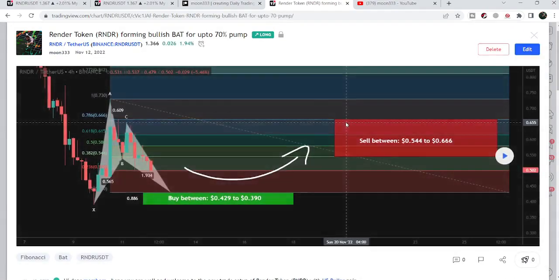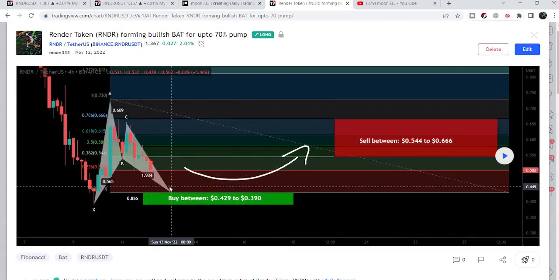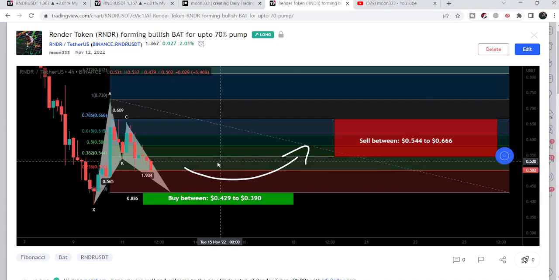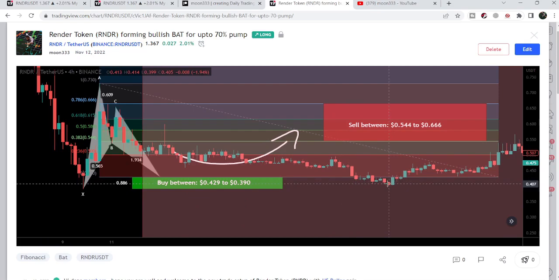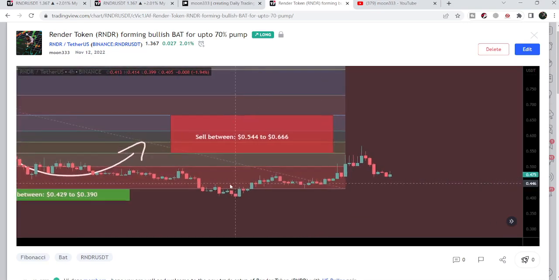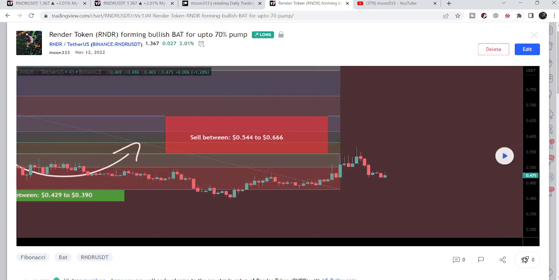And even at that time, when I shared this idea, it was completing the final leg of this Bat on the 4-hour time frame chart with US dollar pair. And after playing this chart, you can see that the price line moved more down, entered in this buying zone. Then we had a nice price reversal. That was, by the way, more than 40% pump on this 4-hour time frame chart.